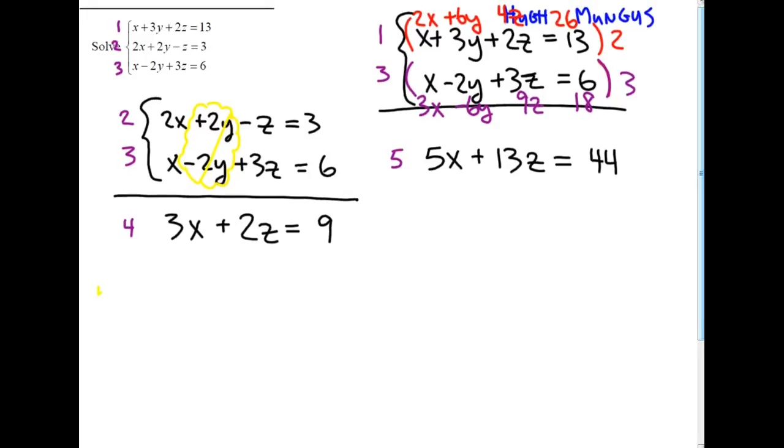Next step is to take 4 and 5 and solve for x and z. So now I'm going to take 4 and 5 and I'm going to solve for x and z.